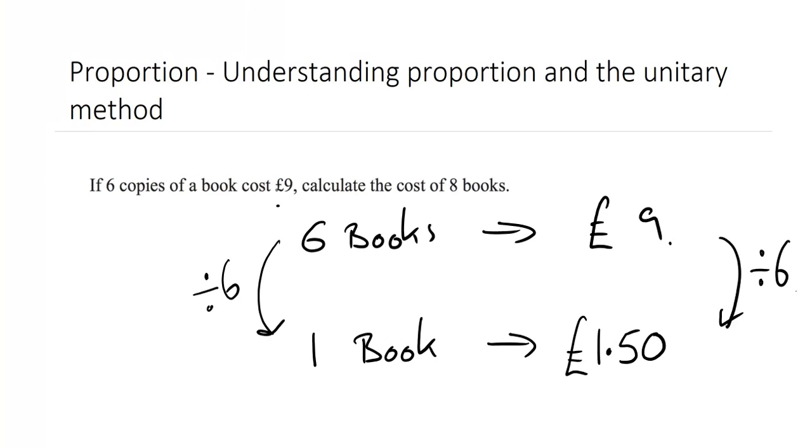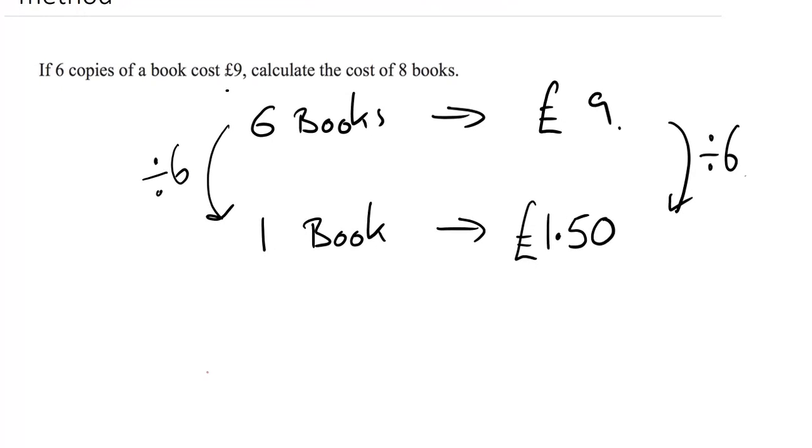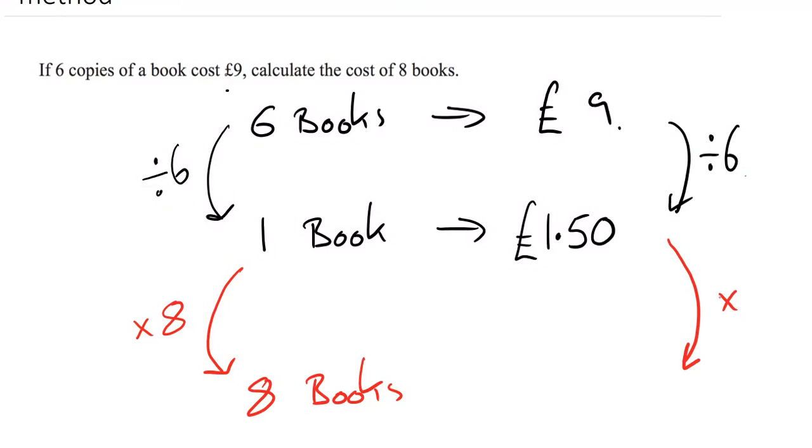So now that we've got that, we are now in a situation where we can find the cost of 8 books. Because of course, if I have 1 book, now I just have to multiply by 8 and I will have 8 books. So on the money side, if I take my £1.50 and multiply that by 8, I'm going to have the equivalent cost. So 2 lots of £1.50 is 3. So 8 is going to be 4 lots of 3, which is going to be 12. 8 books cost £12.